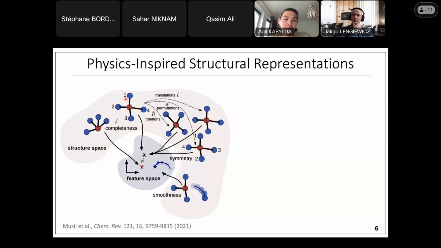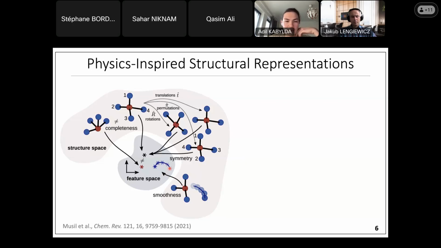But at the same time, it should be complete, meaning that if you have a different molecule, a different structure, these two molecules are different, and they should lead to two different points in feature space. Another thing that is important for machine learning is smoothness. When you have smooth changes in your molecule, this should lead to a smooth change in the feature space, because only in this way can the machine learning model really learn something.